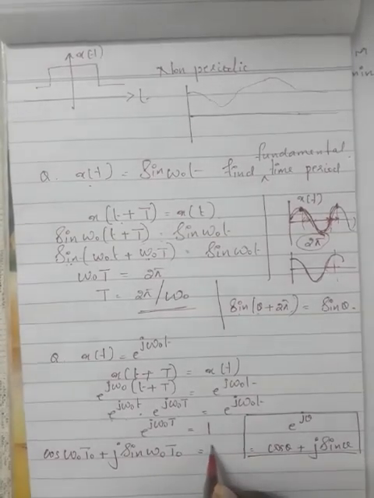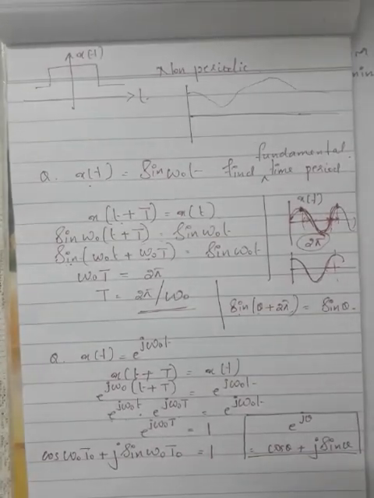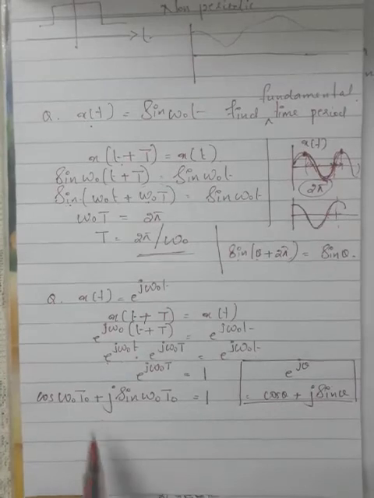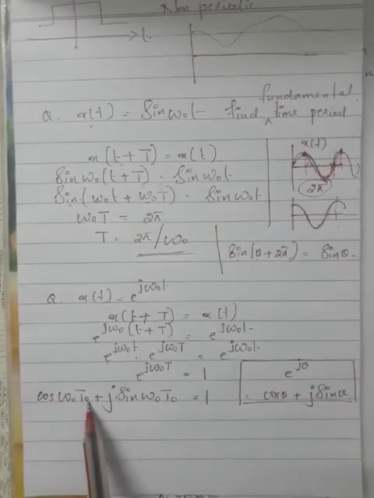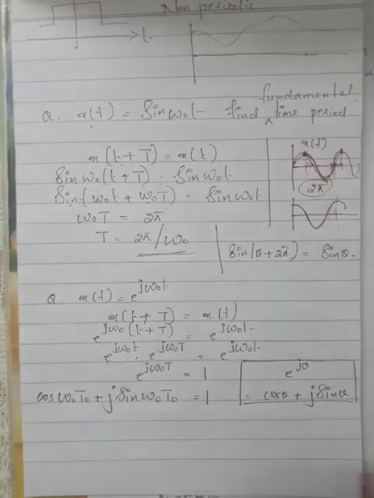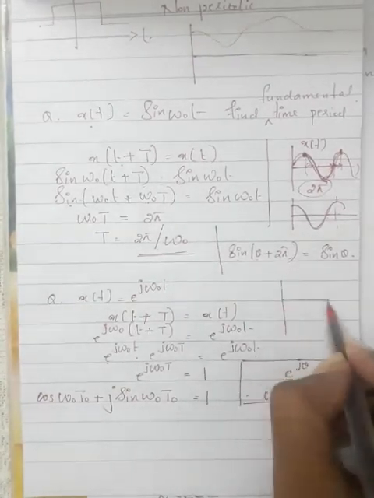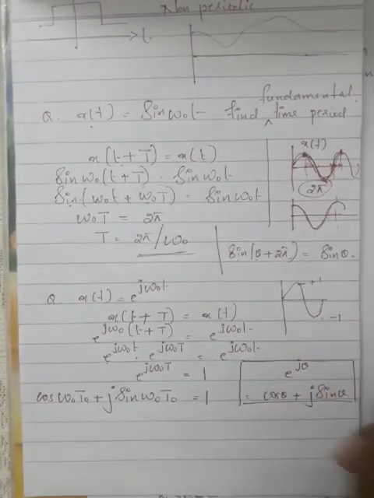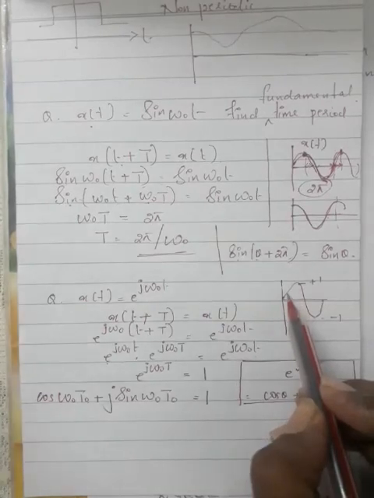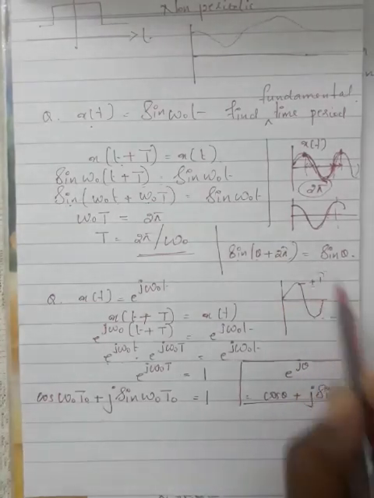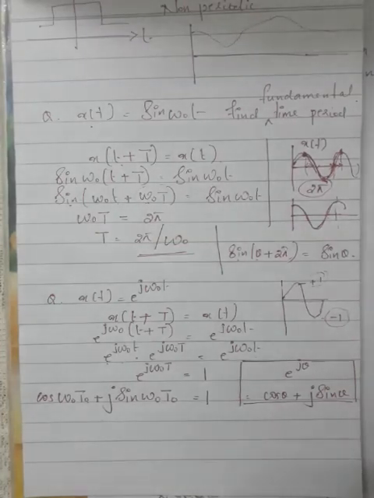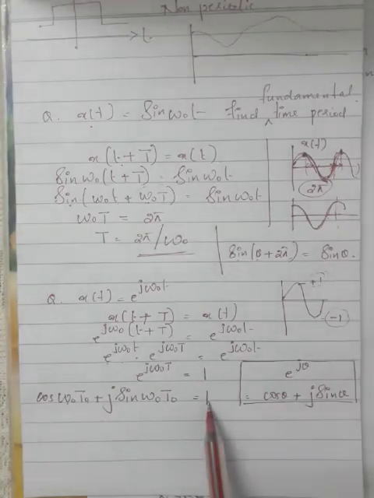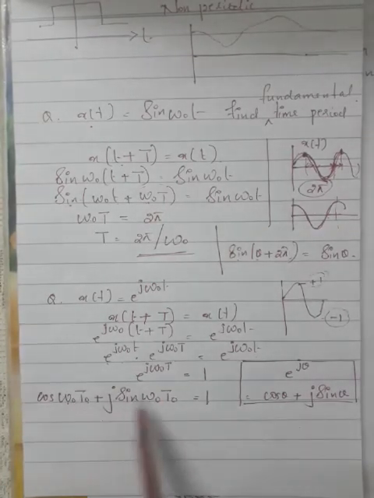That is, cos omega 0 T plus j sin omega 0 T is equal to 1. Now the maximum value of cos theta is 1 and maximum value of sin theta is also 1. You know sin theta and cos theta will vary between +1 and -1. That is, in both cases, sine wave and cosine wave, maximum value is +1 and minimum value is -1. So cos theta plus j sin theta is equal to 1 only if one of the signals is 0.